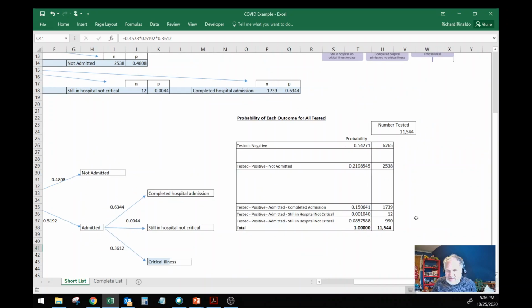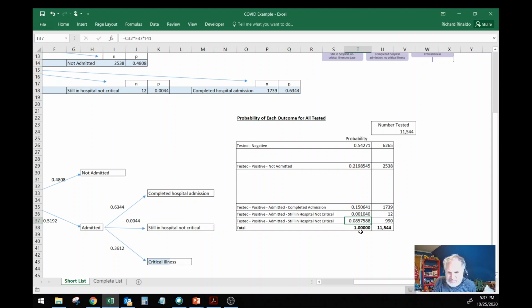And that's these values here. So here are the probabilities of each possible outcome. You test negative. That's 54% of the people tested negative and then they're gone. 22% tested positive but were not admitted to the hospital. Of those who were tested, 15% were admitted but they ended up being released. Less than 1%, or 0.1%, were admitted but still in hospital.